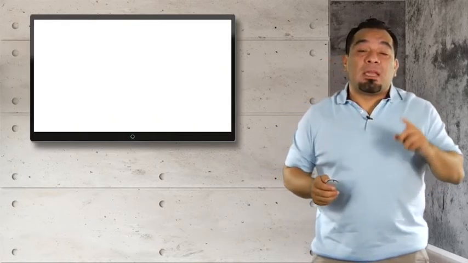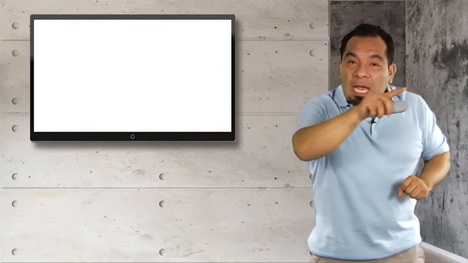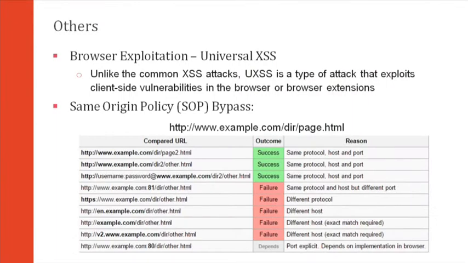Let's see some examples here taken from Wikipedia. Let's say that we have this specific URL. If we try to validate the same origin against this URL, we can see that the first one is a success because it is the same protocol, HTTP, the same host, www.example.com, and the same port, 80. The second one is exactly the same. We can see that the second one even has a different path, other instead of page, but it is the same protocol, same host, and same port. These 3 points are the ones that decide if it is the same origin.